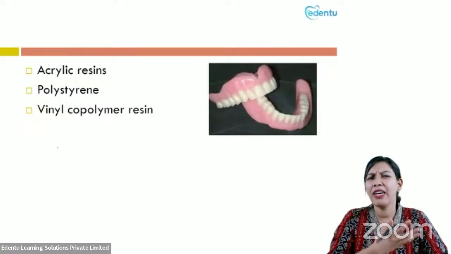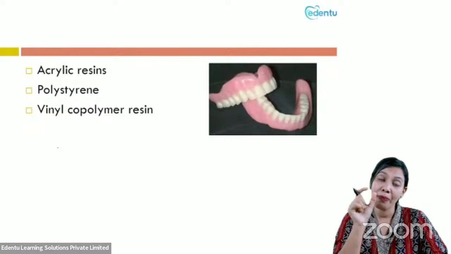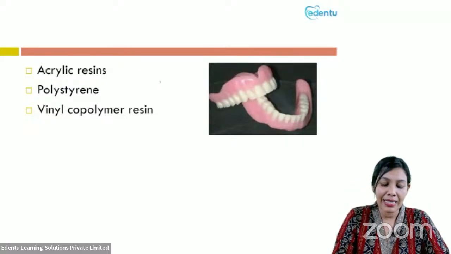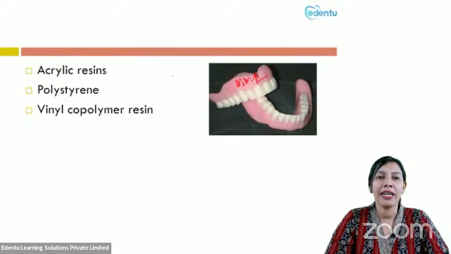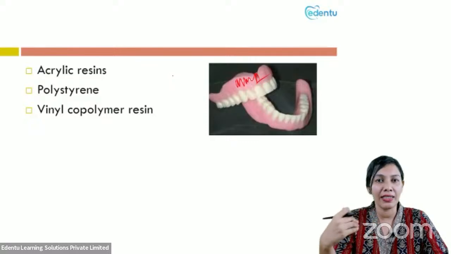Why is acrylic resin the most common? That is mainly because acrylic resin consists of methyl methacrylate, which is transparent in nature. So we can add various colorants or tints to it so that we can mimic the oral cavity. That is why we add a pink tint to it. Because of that, it mimics our oral cavity. That is one advantage of acrylic resin compared to the other resins.